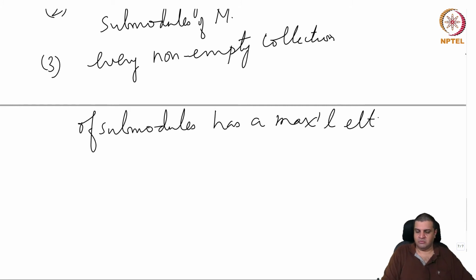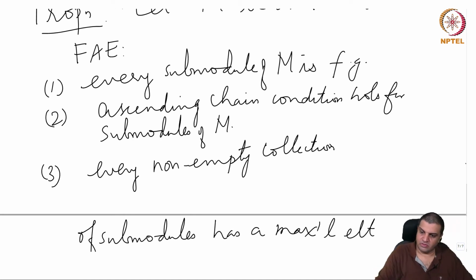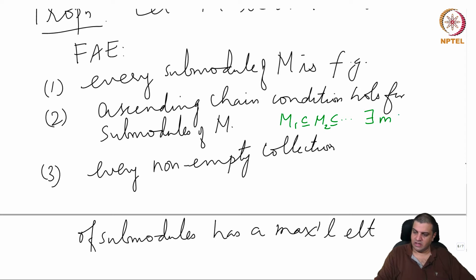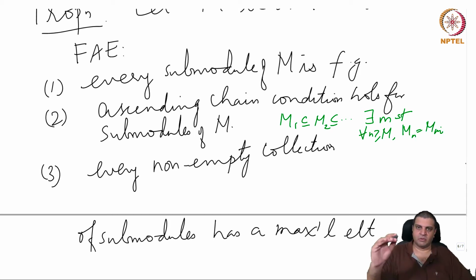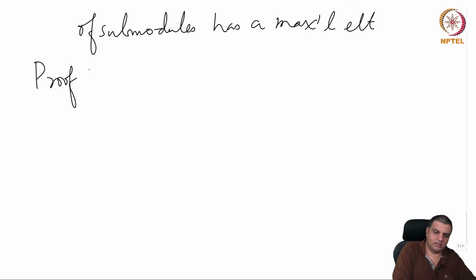Okay. So ascending chain condition means, similar to what we discussed for ideals, if you have M1 inside M2 inside, let's call it an ascending chain, then there exists m such that for all n greater than or equal to m, Mn is equal to Mm. After a while, it stays constant. So the proof is identical to the one that we did for ideals. This is an exercise, okay.